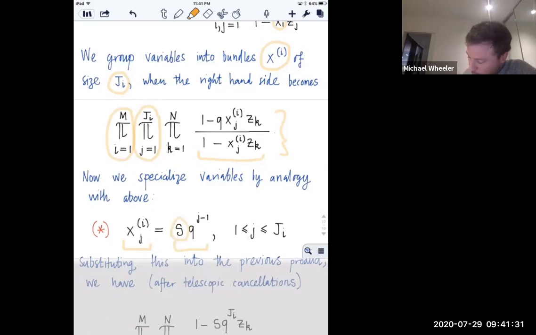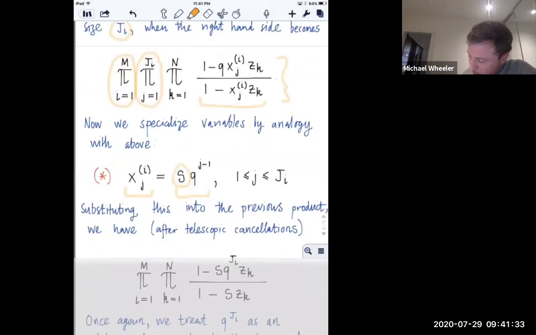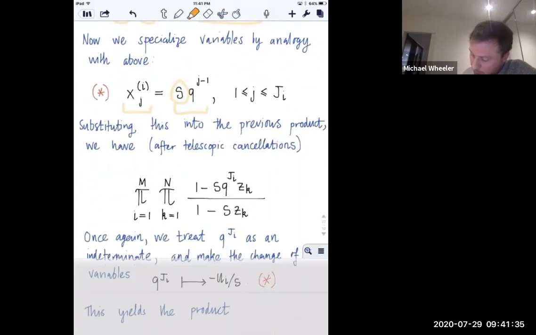So if we perform this procedure, we'll end up getting this expression here. Once again, when you do those splittings into the bundles and doing the geometric progressions, at the outset the thing should depend on the bundle sizes, which are some integers, but you find that the final answer only depends on q to the ji. It doesn't depend on ji in any other way.